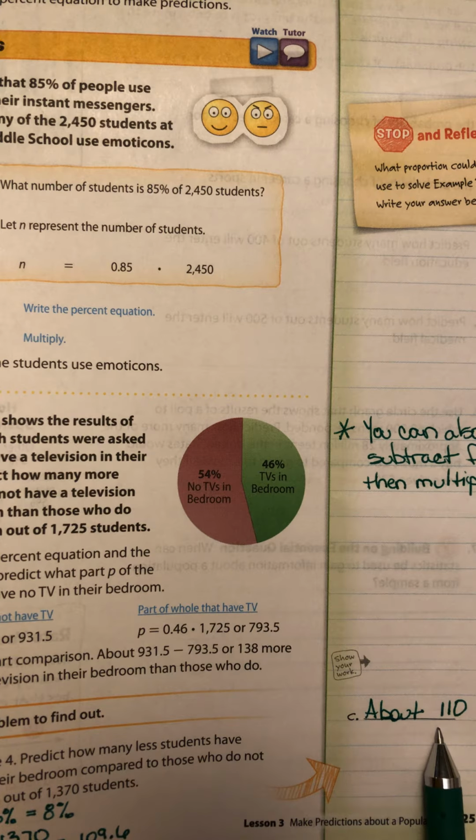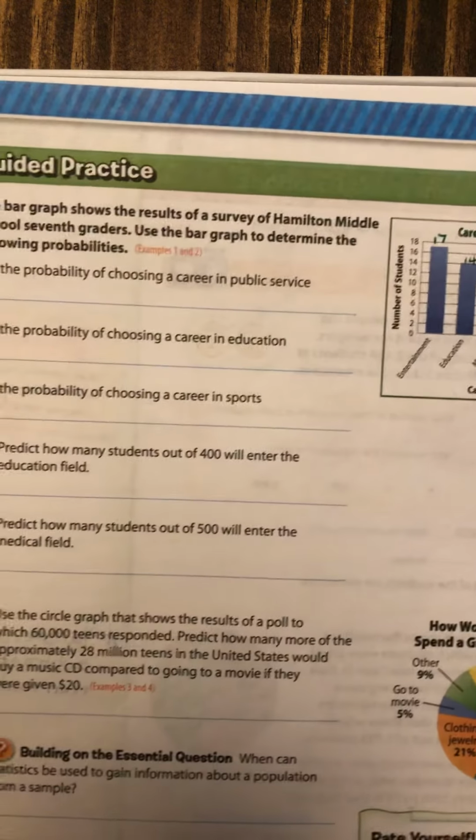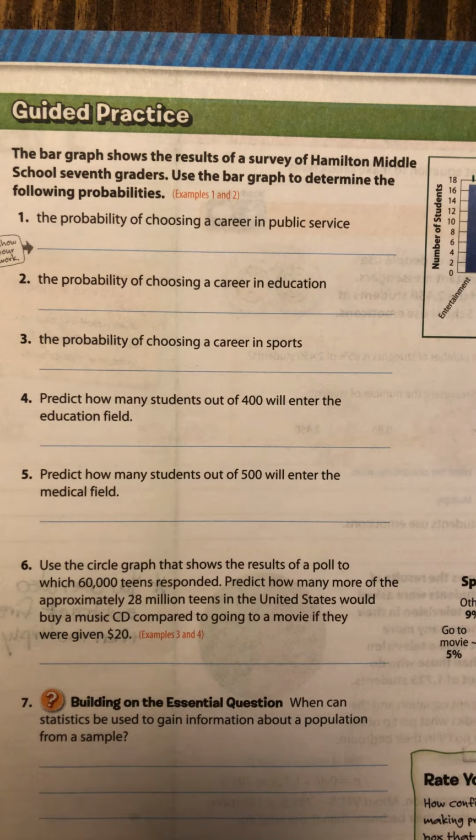Okay, so this was a real short and sweet lesson. Let's go through the independent practice real quick to get some more practice before you're turned loose onto the independent practice. Let me just find my notes. Okay, here we go. The probability of choosing a career in public service.